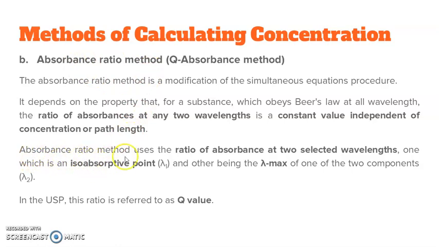And this absorbance ratio method uses the ratio of absorbances, as I have mentioned, at two selected wavelengths. One which is an isoabsorptive value. I will tell you what is meant by isoabsorptive value. And the other one being the lambda max of one of the two component drugs. So what they do is they take the ratio of absorbances at two different wavelengths. One wavelength is an isoabsorptive point, and the other wavelength is the absorption maxima of one of the two drugs. So as I have mentioned, in USP the ratio is referred to as Q value.